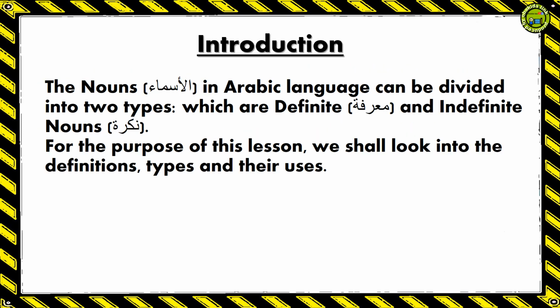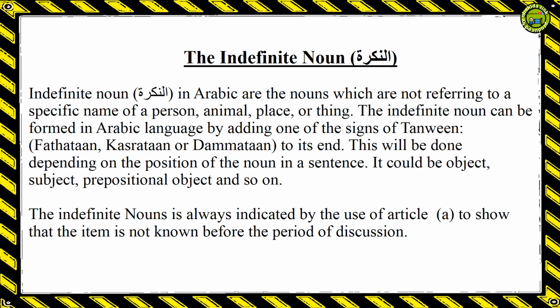Introduction. The nouns, al-asma'u, in Arabic language can be divided into two types, which are definite, ma'rifat, and indefinite, nakrat. For the purpose of this lesson, we shall look into the definitions, types, and their uses. The indefinite noun, an-nakra. Indefinite nouns in Arabic are the nouns which are not referring to a specific name of a person, animal, place, or thing.